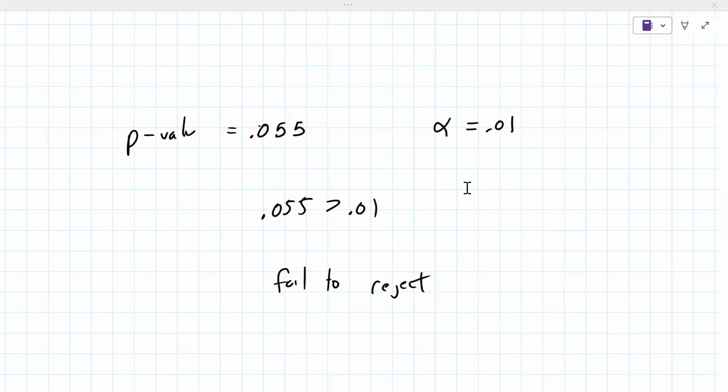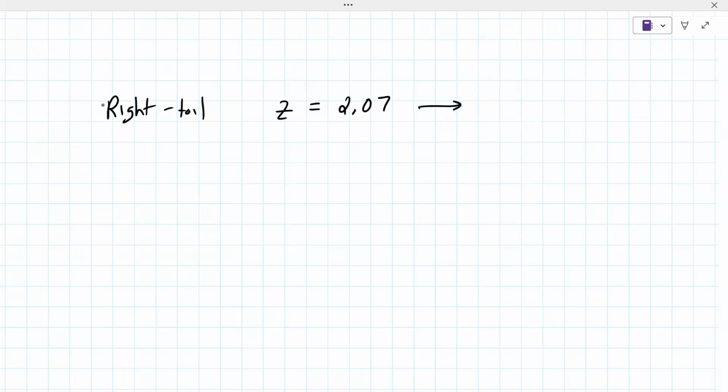Okay. So the way we make this a little bit more difficult is, let's say I tell you that it's a right tail test. And I tell you that Z is equal to 2.07. You have to use this now to find the p-value. And I tell you that alpha is 0.05. Do you know how to use the Z to find the P? It's okay if you don't.